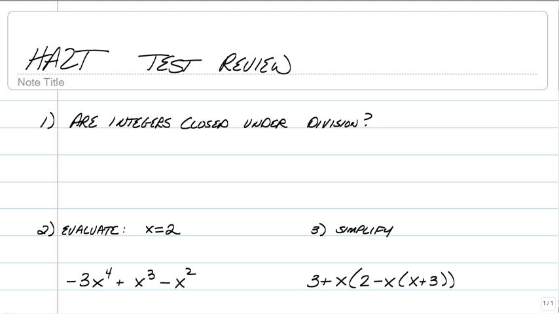Number 1, are integers closed under division? The answer is no, and you must give a counterexample. 6 divided by 4 is equal to 3/2. That is not an integer. Okay?